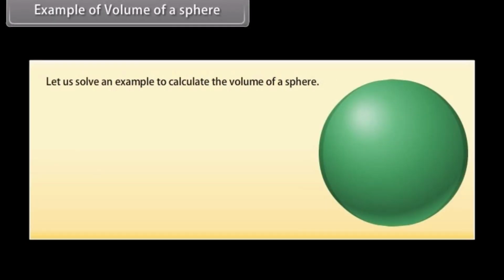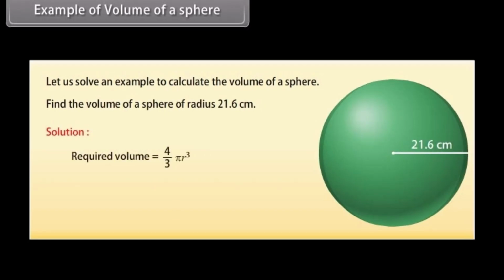Example of volume of a sphere. Let us solve an example to calculate the volume of a sphere. Find the volume of a sphere of a radius 21.6 centimeter. Solution. Required volume is equal to 4/3 pi r cube, which is equal to 4/3 into 22/7 into 21.6 into 21.6 into 21.6 centimeter cube, which is equal to 42230.34 centimeter cube.